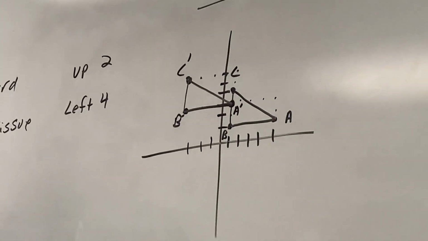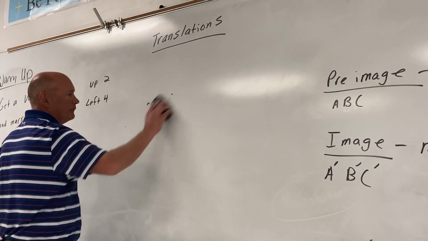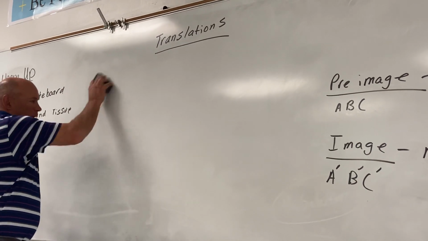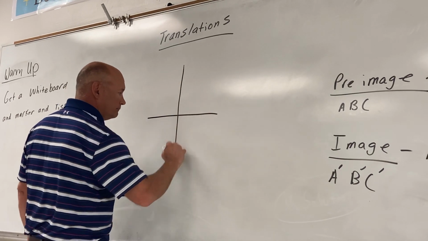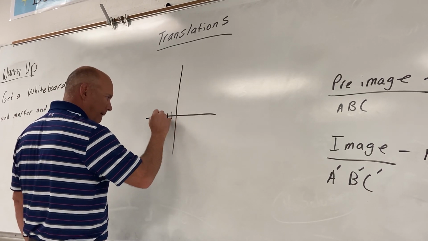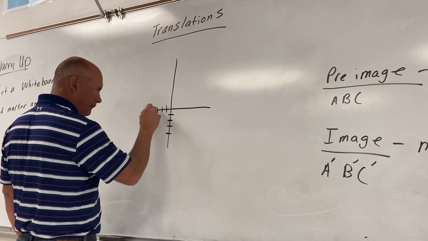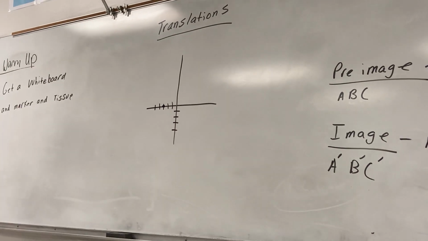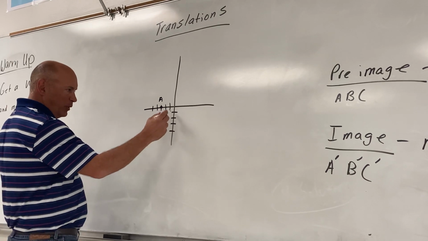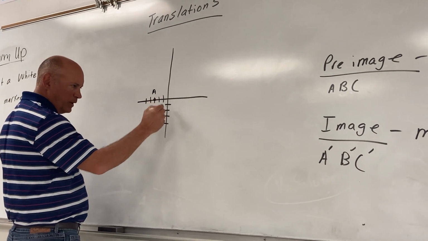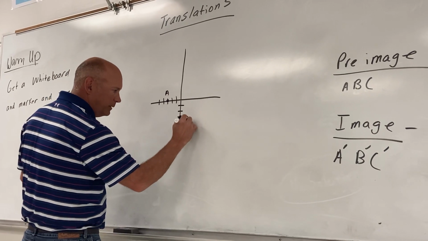All right, erase that one. Let's do one more. This time we'll do a diamond. Let's put a point right there at -3, 0. We'll call that A. Put a point at 0, 3. 0, -3. We'll call that B.